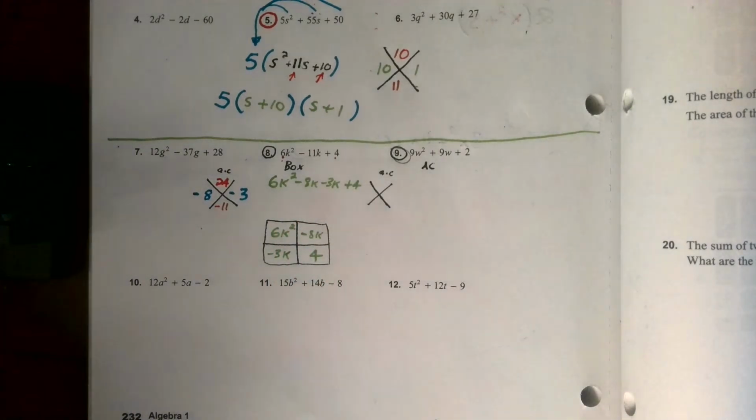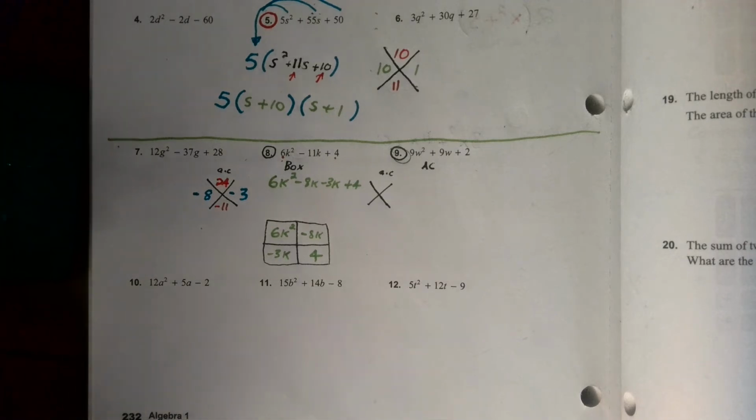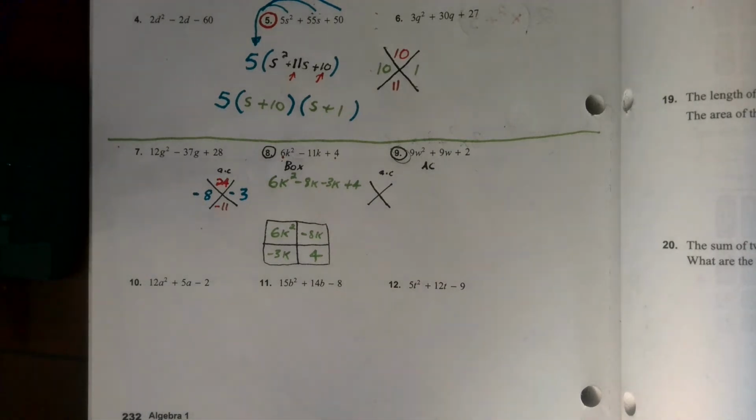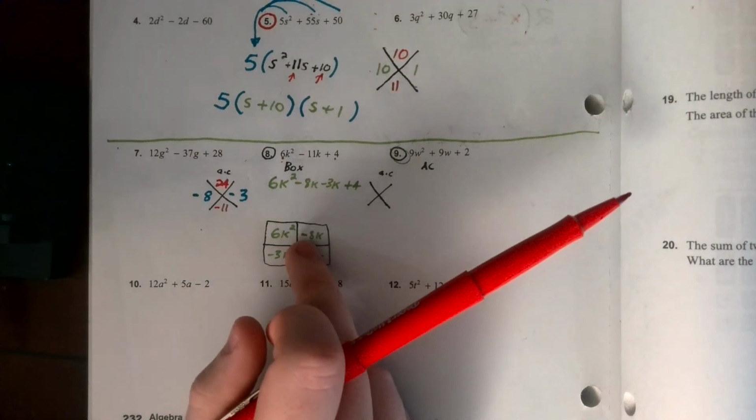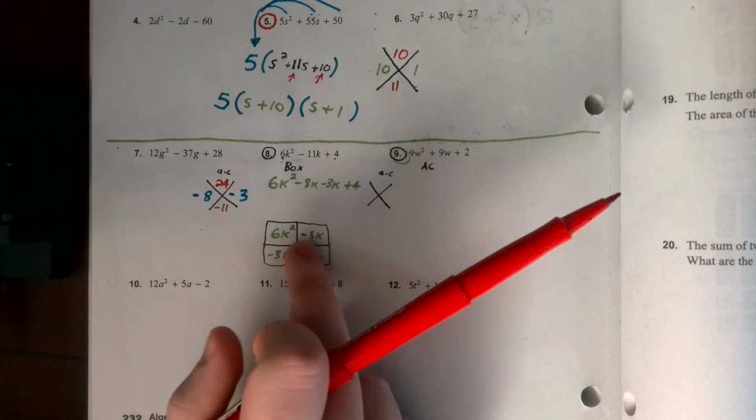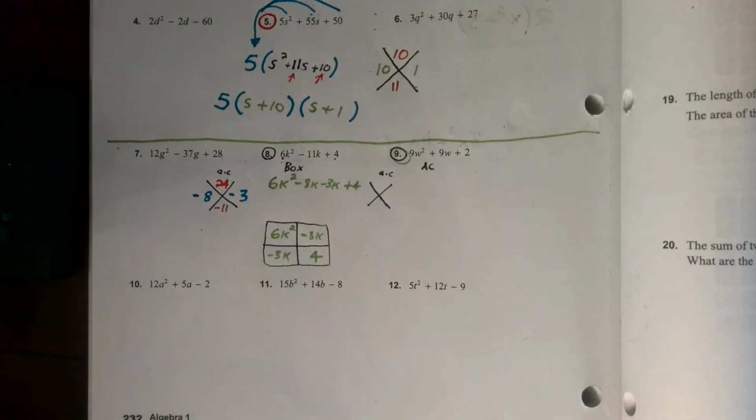Now, this box method was a little bit tricky because we have some negatives introduced. And here's the general rule of thumb. If the term with the higher degree has a negative, pull out a negative. If not, don't worry about it.